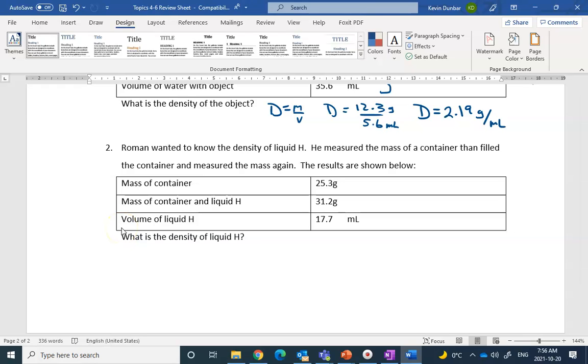Taking a look at dealing with a liquid, we need to take the mass of the container and liquid and subtract it from the mass of just the container, which means the liquid has a mass of 5.9 grams. And now we can find the density of the liquid. 5.9, and it's 17.7 milliliters, which means 5.9 divided by 17.7, that gets you a density of 0.33 grams per milliliter.